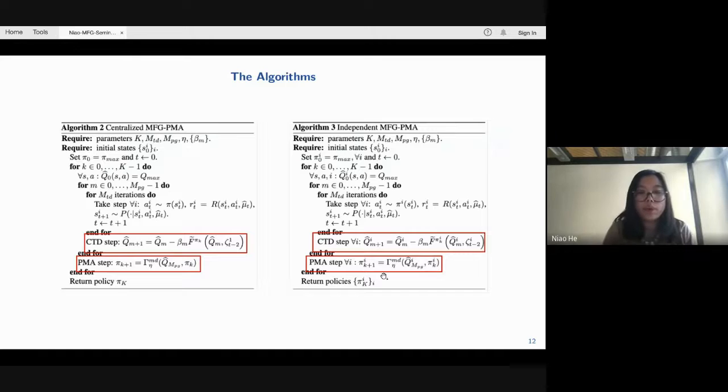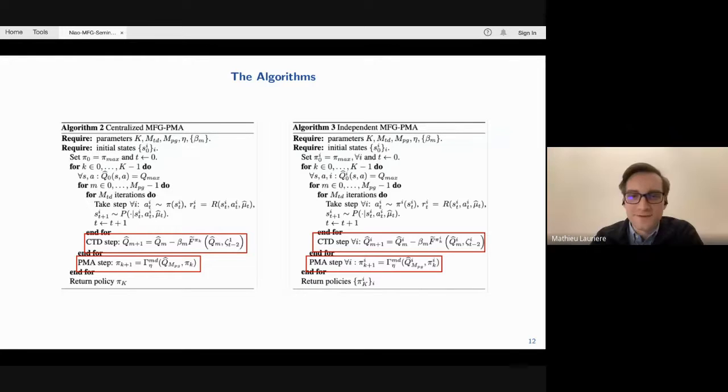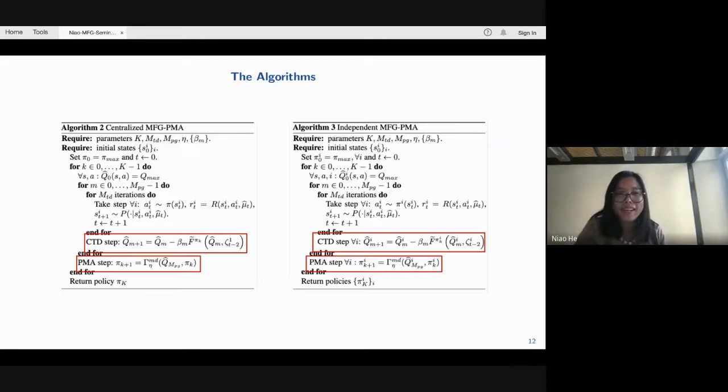So I will go into a bit more detail on exactly what theoretical guarantees we can give for the centralized and the independent learning settings, so that you can see that there is indeed a discrepancy there. Okay, thank you. Good. All right.